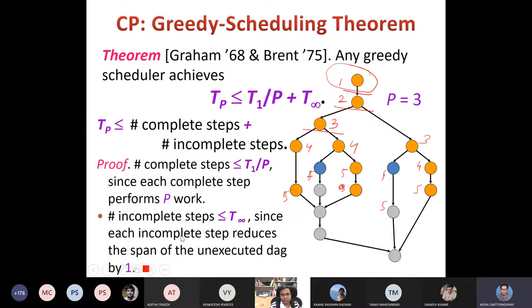And in that scenario, what we can say is TP is less than or equal to the number of complete steps plus the number of incomplete steps. So whenever you say TP, it will be the summation of both complete steps plus incomplete steps. And each complete step performs P work, so T1 by P. And an incomplete step reduces the span, or critical path, of the unexecuted DAG by 1. So that is what we are saying.